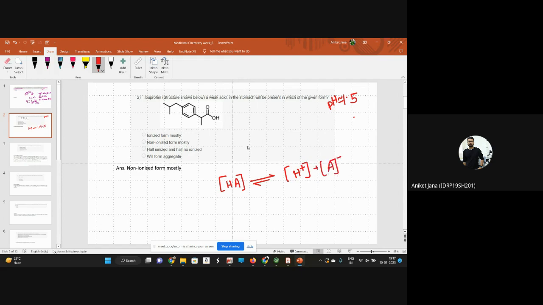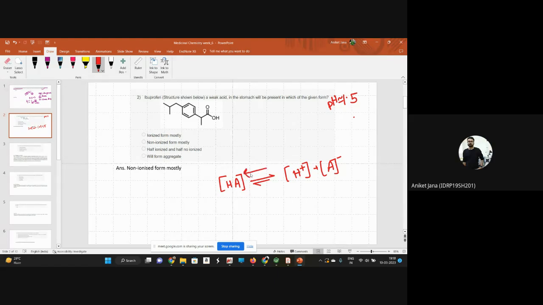Okay, so this is the basic dissociation of an acid. It is HA, H plus is the hydrogen ion, and A minus is its conjugate base. So what happens in the presence of a strong acid? The reaction proceeds towards the left hand side. That means it remains unionized.